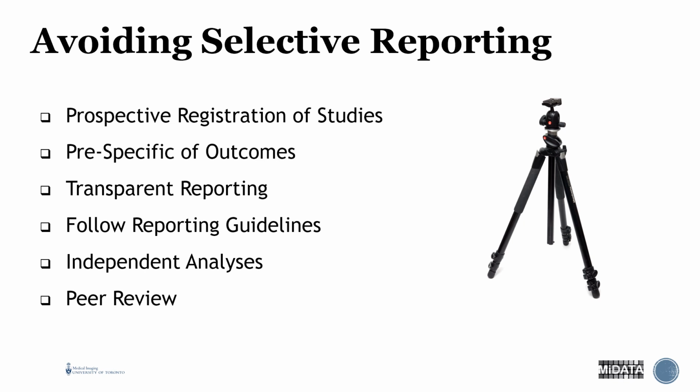Pre-specified outcomes, which once again is part of that planning. Transparent reporting, of course. Follow reporting guidelines. So we've talked about that in a previous slide. Independent analyses to avoid some of the biases that can come out there. And then lastly, of course, peer review, where someone will actually tell you, hey, what's up with that selective reporting, which will be very helpful because when you're so close to your project, it's very often that you won't see it. You won't be able to identify it yourself.